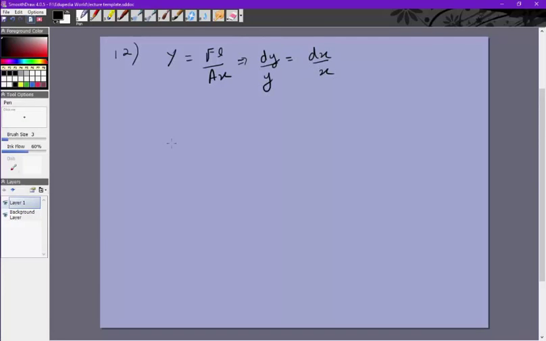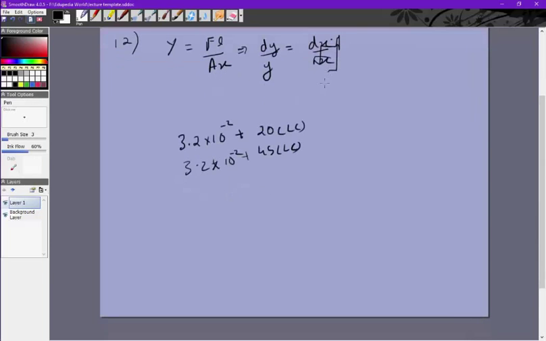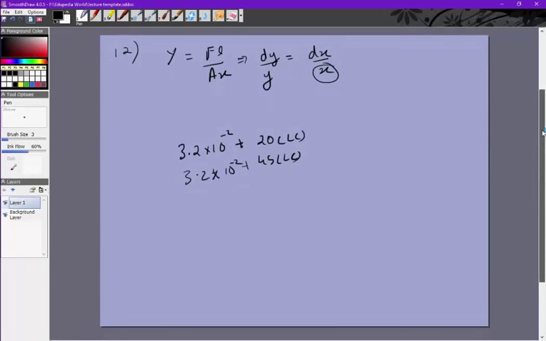Now x initially is at a particular main scale division, so it doesn't really matter. It's 3.2 into 10 to the power minus 2 this, and initially this is at plus this into 20 times least count, and finally it's this plus 45 times least count. So the change, which is the actual elongation x which we are trying to measure, is the difference between these two, and that is 25 times the least count, or 25 into 1 into 10 to the power minus 5.